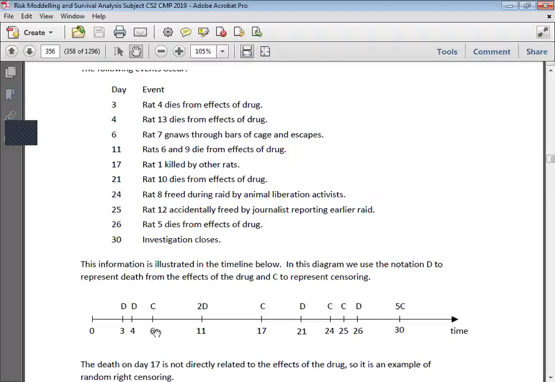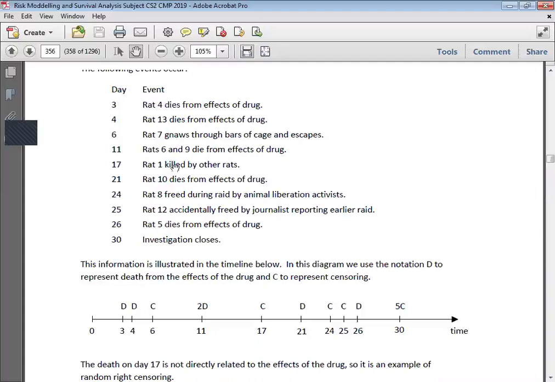Again, I'm not writing the number of the rat here. I'm writing my times here on the x-axis, so what I have in the lower part is time. Now if I look at the 11th day, rats 6 and 9 die from the effects of the drug. We never said that no two rats can die at the same time, so here at time 11, two rats die on the same day.